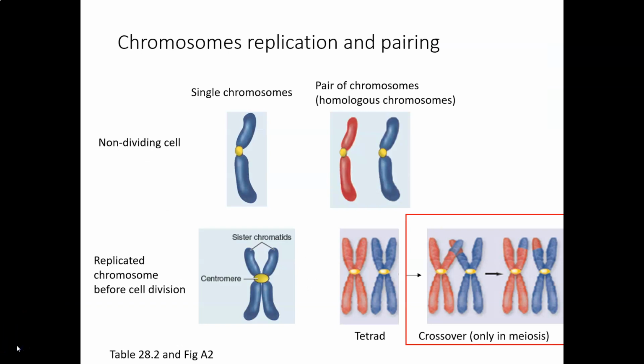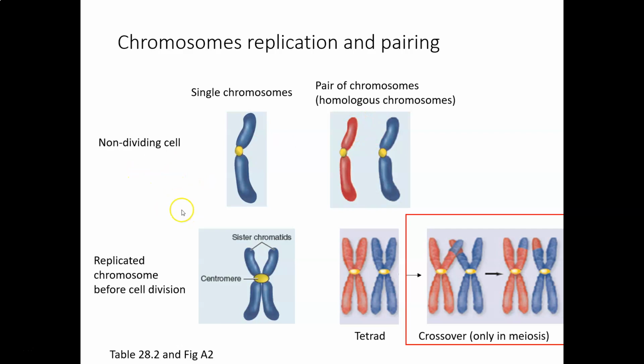Let's first look at some basic terminology. What is a chromosome? It's basically DNA, condensed and supercoiled into a chromosome linked by a centromere. Then we have a pair of homologous chromosomes, one from mom and one from dad. They look very similar, and there are two of them. That's usually in non-dividing cells: that's a single chromosome, and that's a pair of chromosomes.